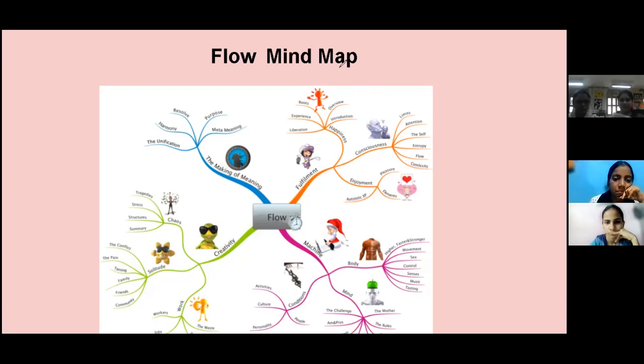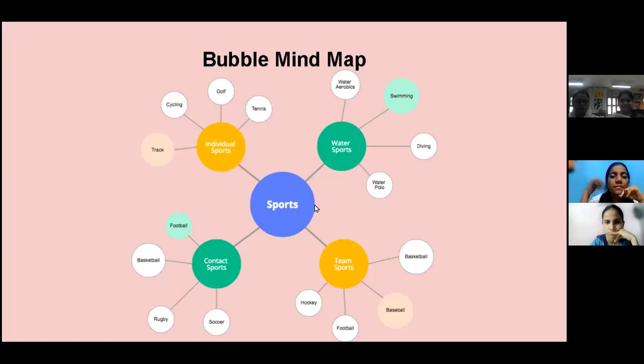Next, we come to the third type of mind map, the bubble mind map. Now, what is a bubble mind map? You can see it's not in a circular format, but in the form of small bubbles. In the center, the theme is sports. I have not taken computers because every time computer doesn't make any sense, so we are doing it a little different over here. In sports, we have water sports, individual sports, contact sports, and team sports. Now, what is the difference between these?